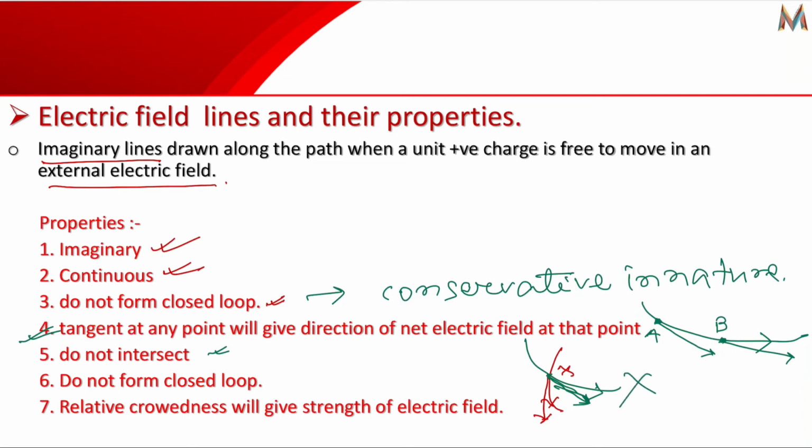Due to that reason, two or more electric field lines do not intersect each other and do not form closed loops, that we have discussed already in point number 3.